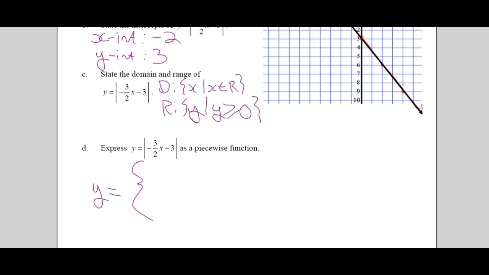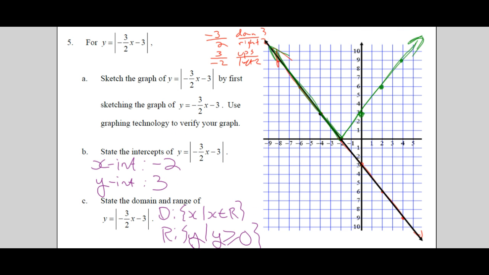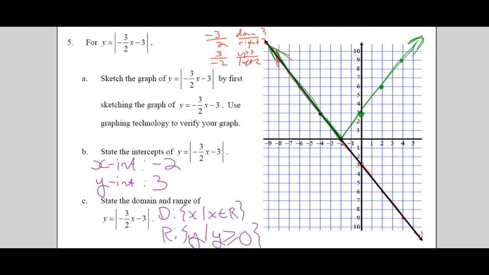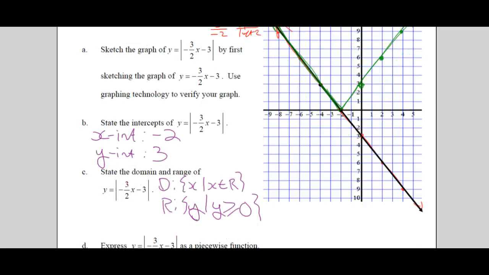what we mean by piecewise function is we're going to define it twice. It's equal to negative 3/2 x minus 3 if x is what? So when are they the same? When x is less than or equal to negative 2, they're the same. Otherwise, it goes down here. So what do we have to do with this to make it go up there? We have to reflect it. How do we reflect it? We change it to a negative, so we take the negative of it.